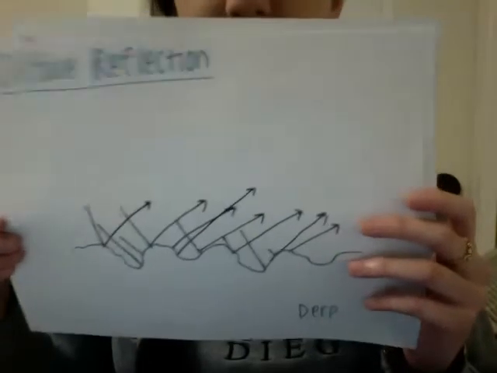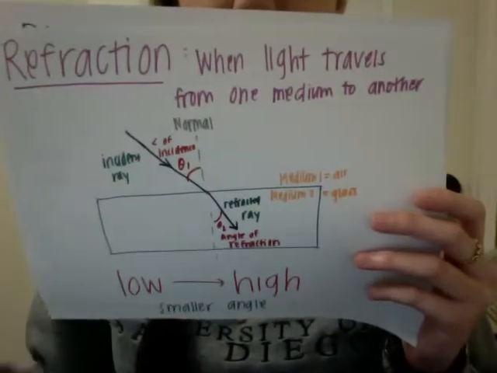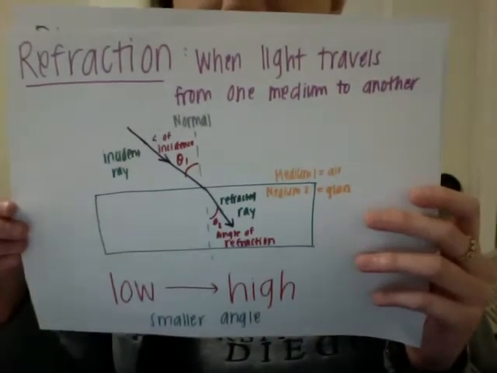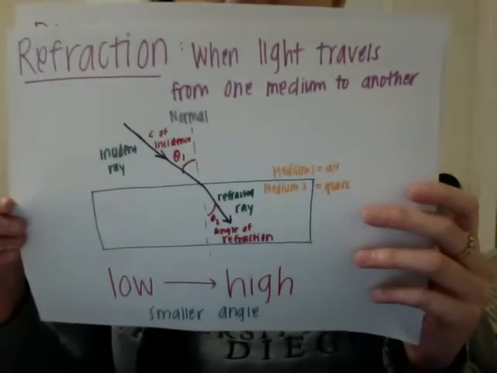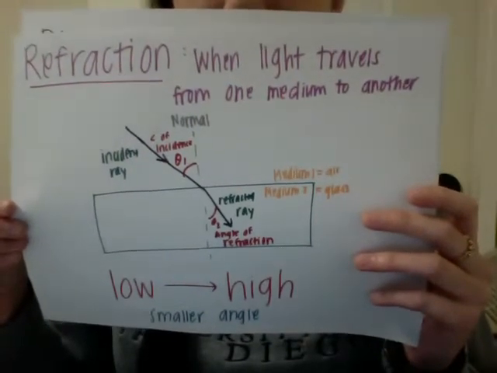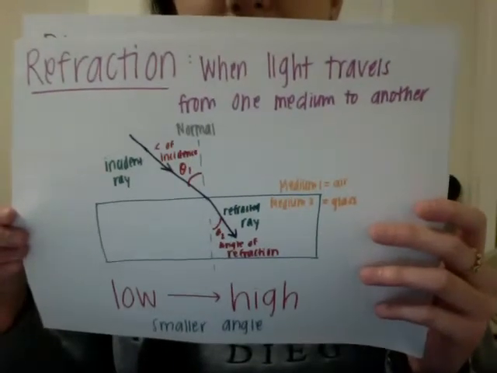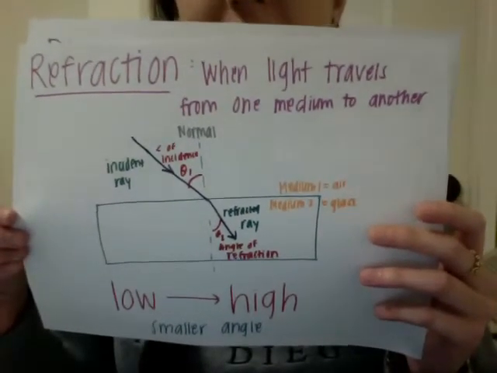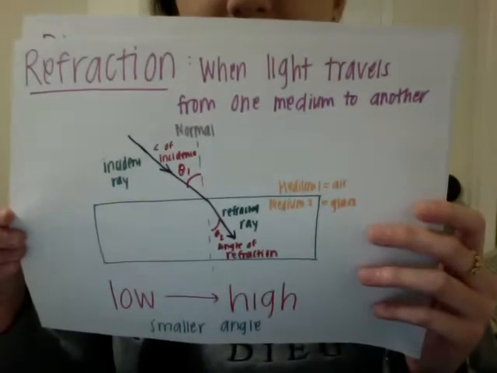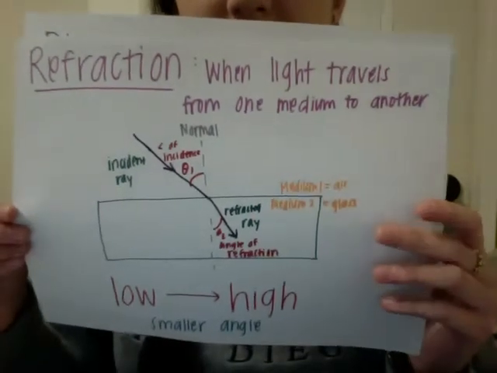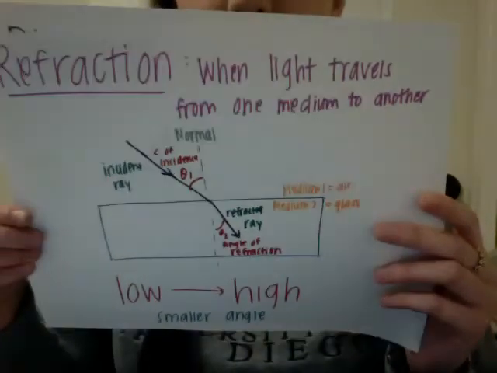In refraction, light travels from one medium to another. In this instance, light travels from air to glass. The medium slows down the speed of light, which is called index of refraction. If light rays go from a low index of refraction to a high index of refraction, the refracted ray will have a smaller angle than the angle of incidence, and vice versa.